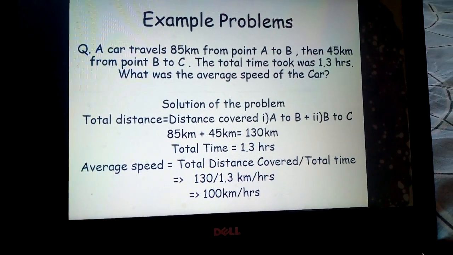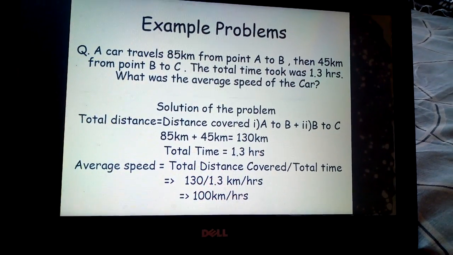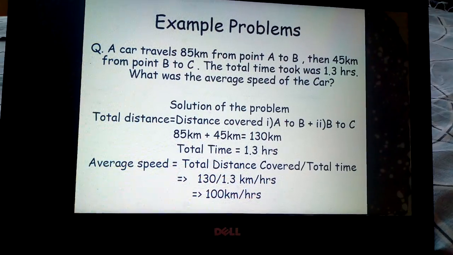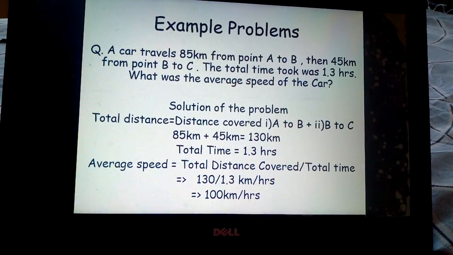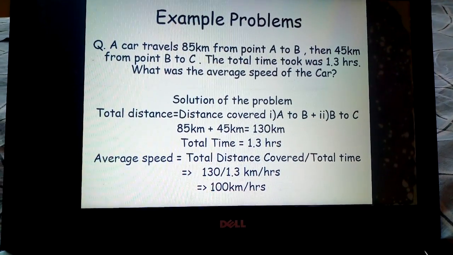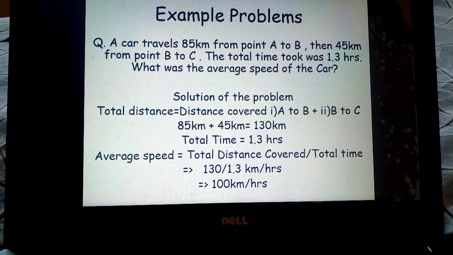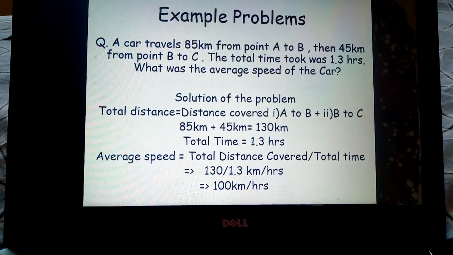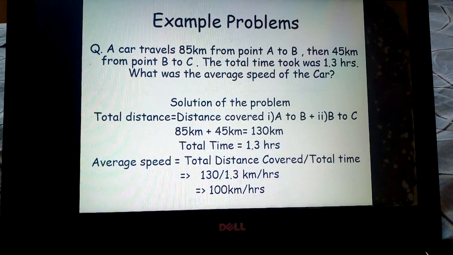Fine, there will be a few more examples. You can solve a few more examples from your book or from other reference books, and you can clear your concept. For today, this is all about motion.